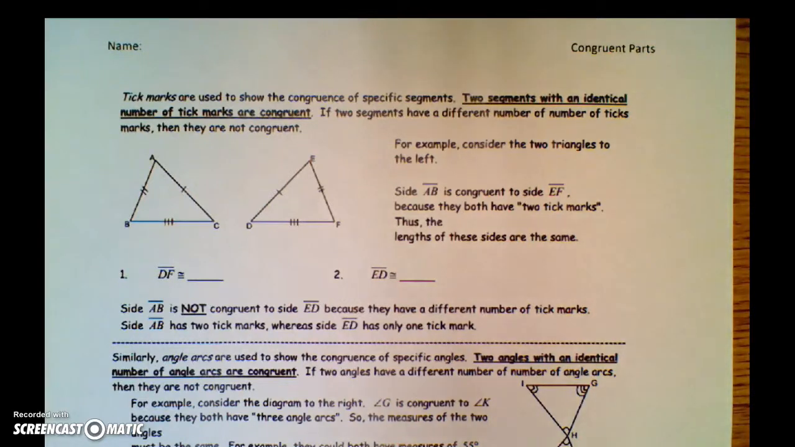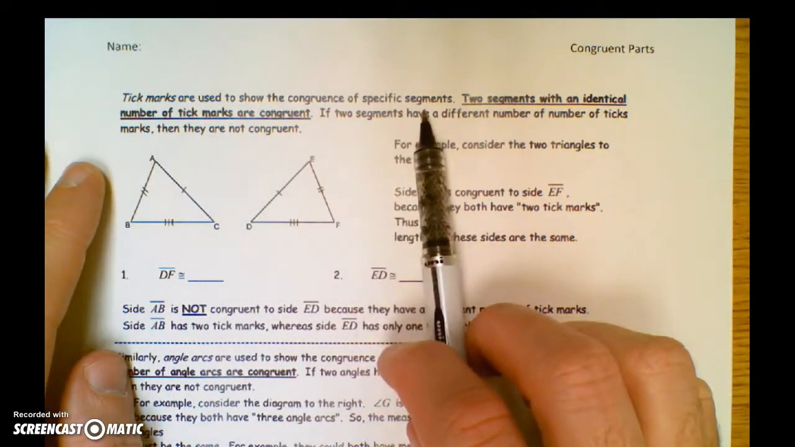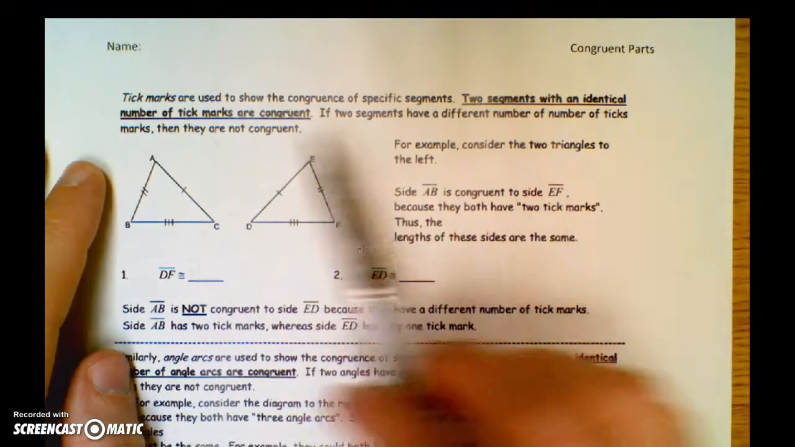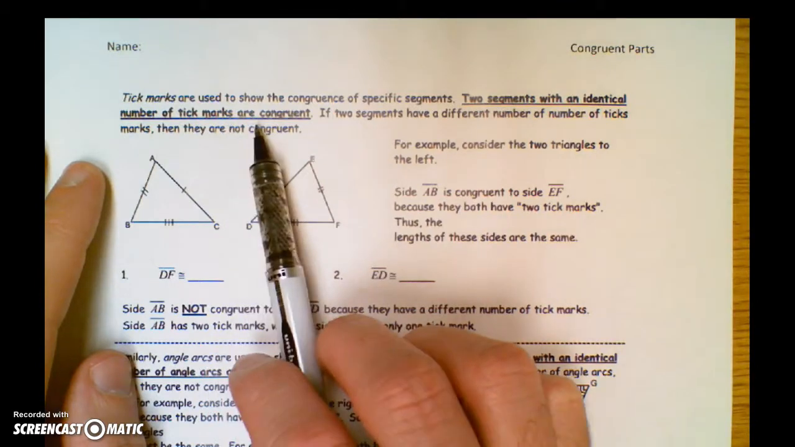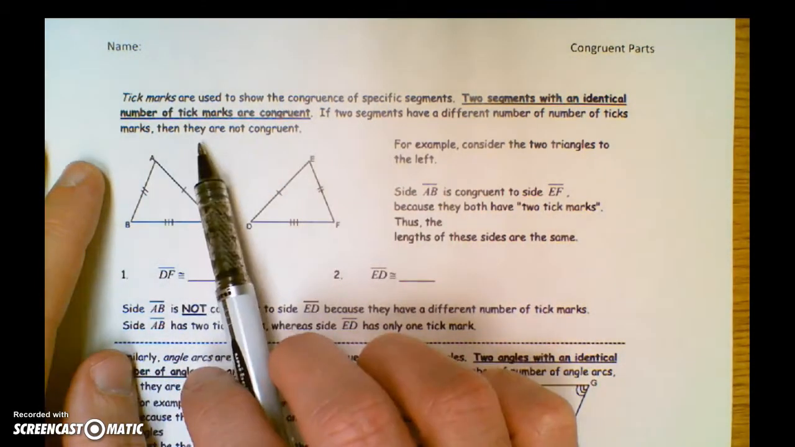Alright, working with the congruent parts for triangles, let's take a look at some other ways to mark things as being congruent. So it says tick marks are used to show the congruence of specific segments. Two segments with an identical number of tick marks are congruent. If two segments have a different number of tick marks, then they are not congruent.